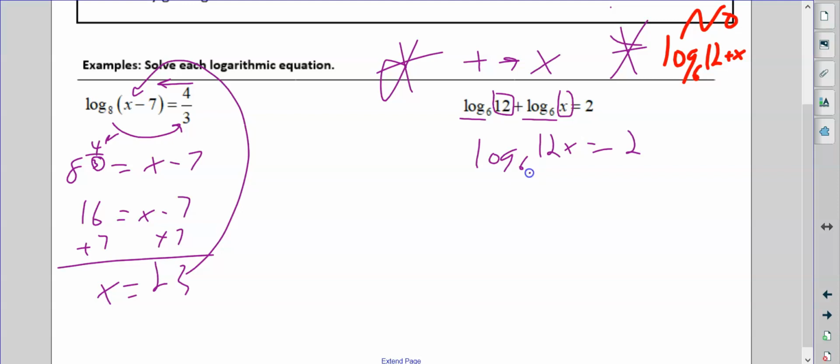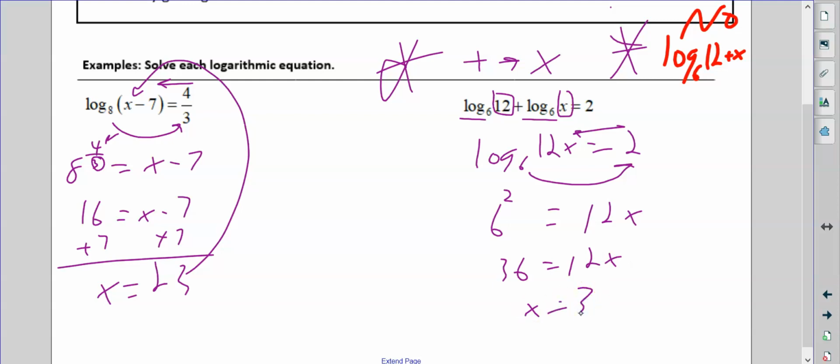And now we're going to swish and flick. 6 to the 2 equals 12x. Well, 6 to the 2 is 6 squared, which is 36. And we divide by 12. X is 3.